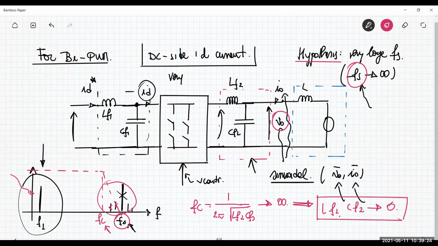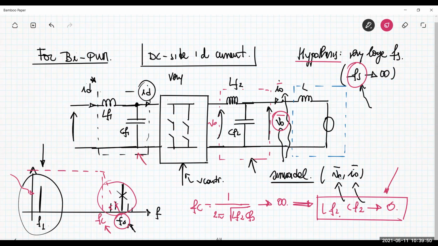So in this hypothesis, in which I put Fs very large, I can filter out, I can demodulate the V0 output voltage just by having a filter made by very small inductive and capacitor components. We can exploit this characteristic here.